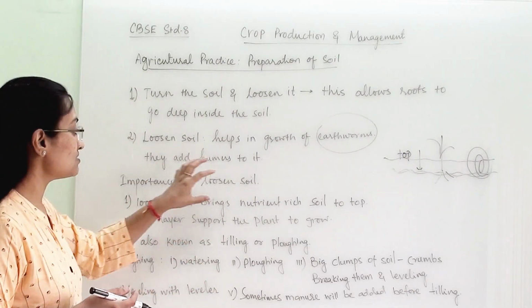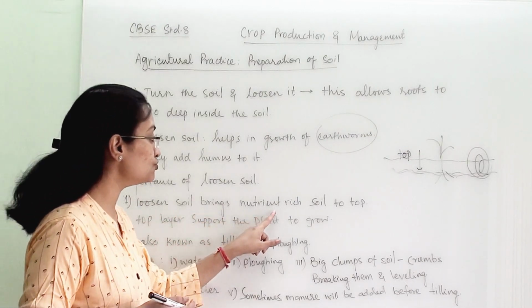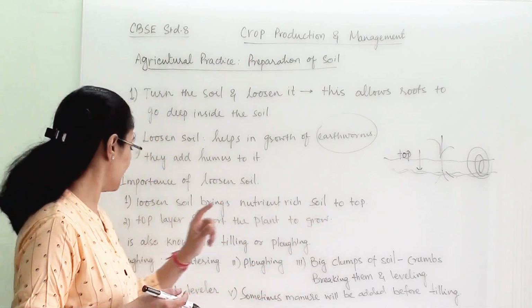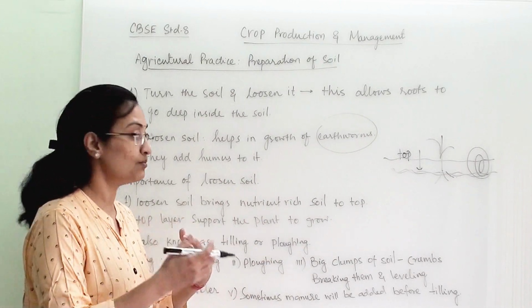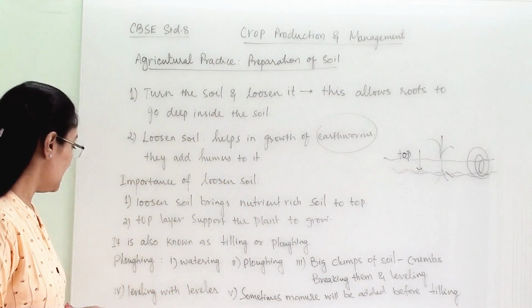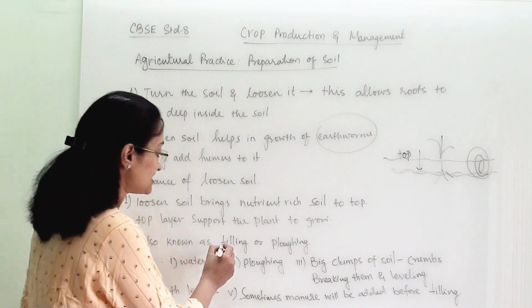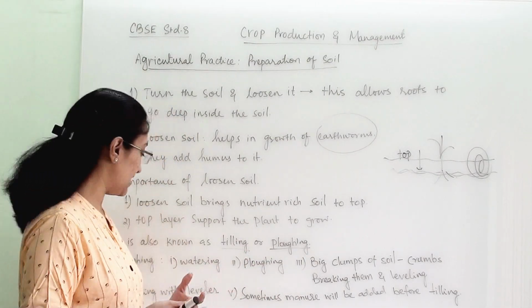Now the importance of loosened soil: the first one is that loosened soil brings nutrient-rich soil to the top. Second, the top layer supports the plant to grow, so the plant can utilize these nutrients for its growth. Now it is also known as tilling or ploughing. These are other names for this practice.